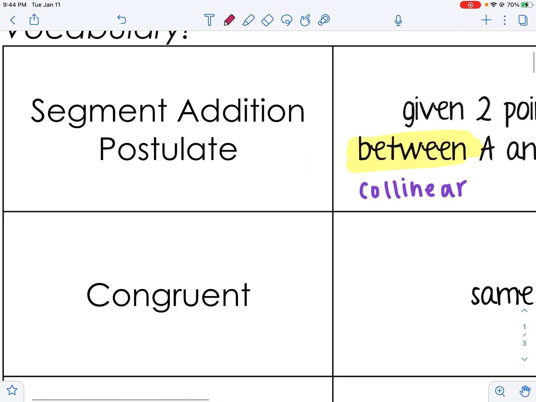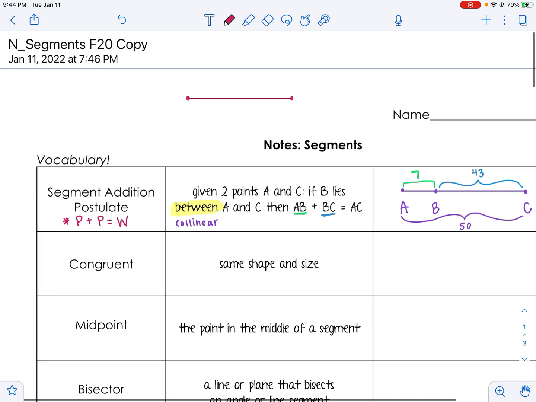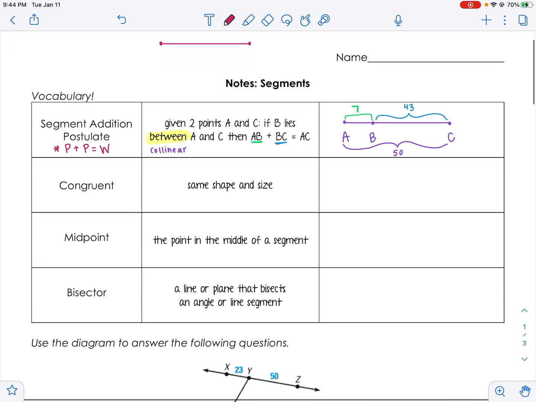So for short, I'm going to write P plus P equals W. But just remember that means part plus part equals whole. And that allows us to solve all sorts of problems with segments in geometry.